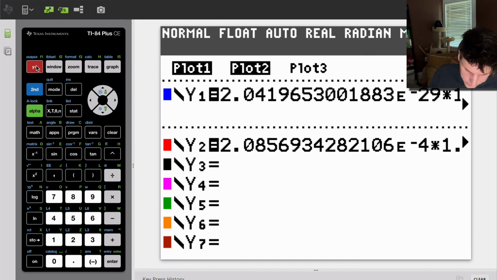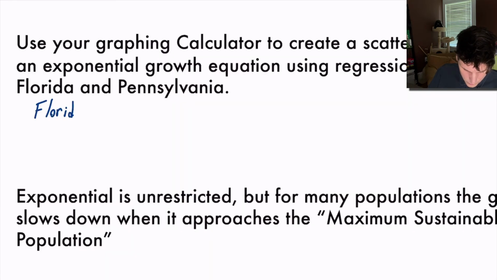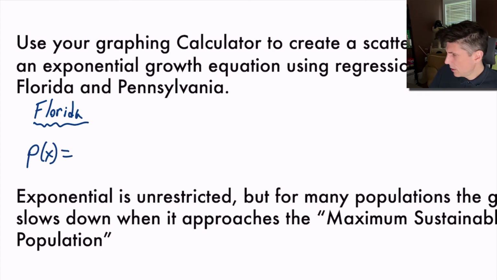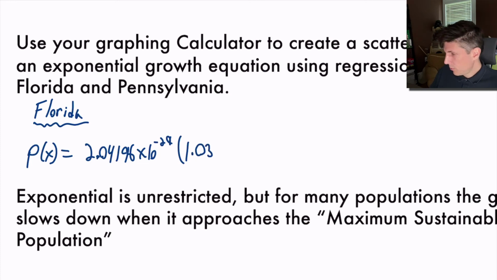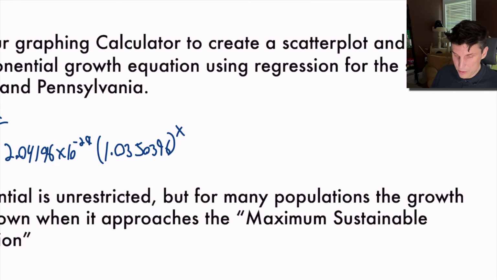So for Florida, we have the population is equal to 2.04196 times 10 to the negative 29th, and then the B coefficient, the base, 1.0350396 to the X. I know you don't need all that information because we have it stored in the calculator.